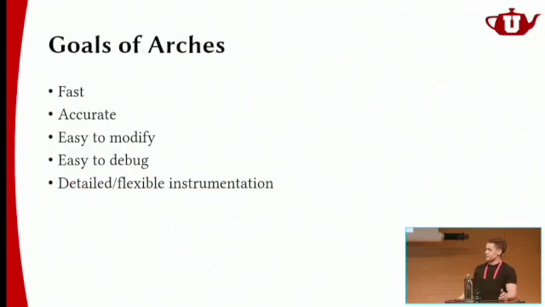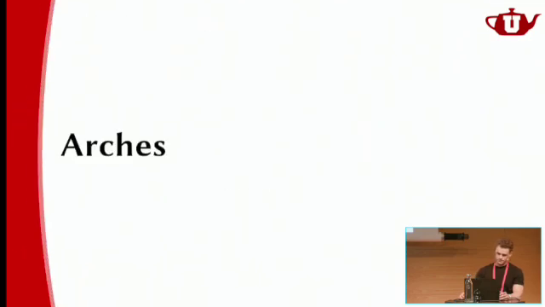And then to summarize, our goals with Arches are to create a cycle level simulator that's fast because we need to run large workloads, accurate because we want to make sure that our results are telling us something real, and easy to modify so we can test new designs, not just existing designs. Easy to debug because, as anyone who's worked on simulators will tell you, you spend most of your time debugging them. And we also needed detailed and flexible instrumentation because once we have this fast, accurate simulator, we want to be able to glean useful research information out of it.